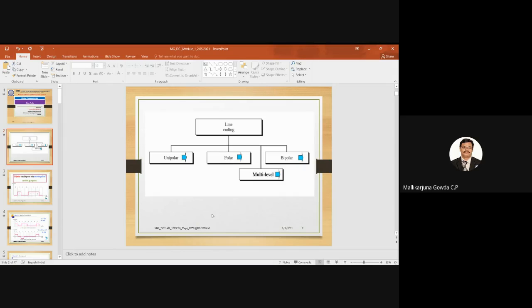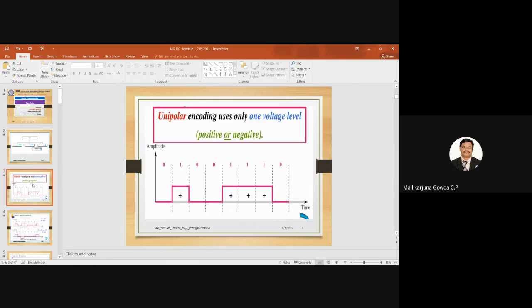Able to see now? So basically, these line codes are classified into unipolar, polar, and bipolar. Even one more level I have shown, that is multi-level. So just take it as unipolar, polar, and bipolar. We already know what unipolar, polar, and bipolar are, and people should be able to say that. But before that, let me give the basics of that.